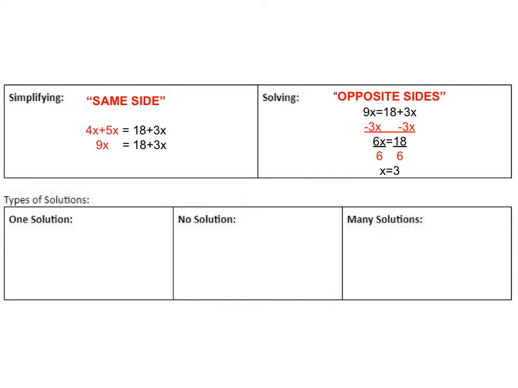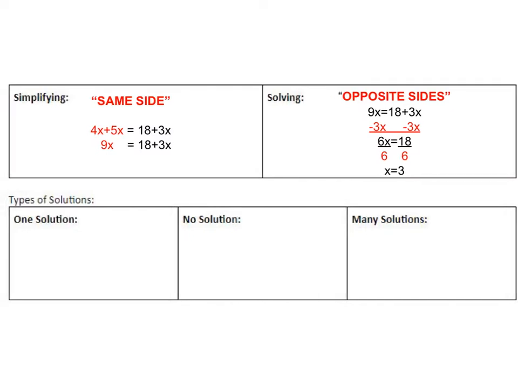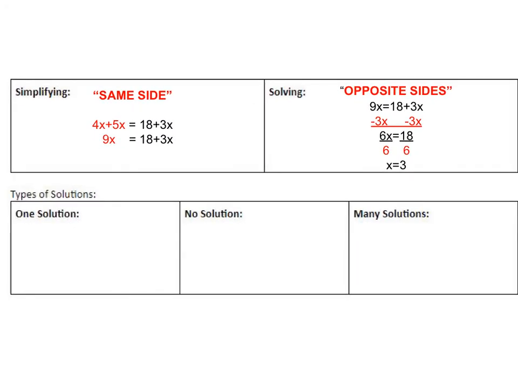Before we get started, let's take a little review of some things we talked about yesterday. When we look at simplifying, we are looking at the same side. This is things like distributing and combining like terms. You see we have 4x plus 5x, that equals 9x. Once we get to the part where 9x equals 18 plus 3x, this is where we then go into a thing called solving. When we're solving, the terms are now on opposite sides of the equal sign, so we use our inverse operations to solve. If we see the plus 3x, we subtract 3x, divide by 6, and then we have our answer.